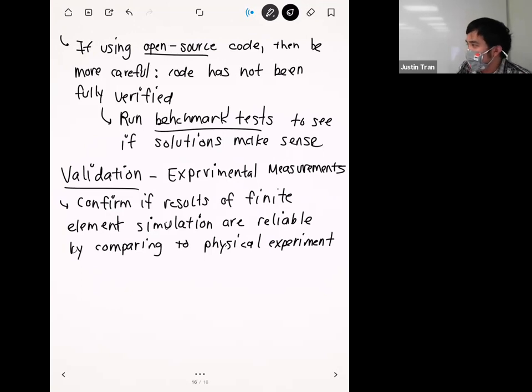And if you're going to run an experiment with the explicit intent to validate against a particular code, then we call that a validation experiment.